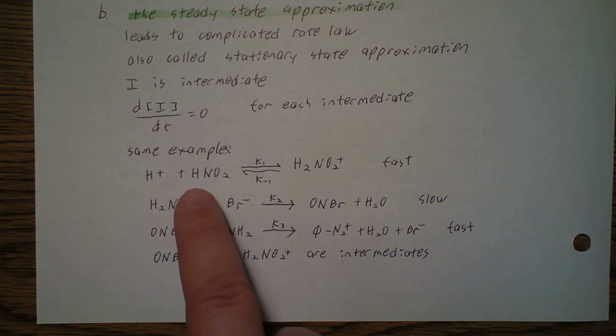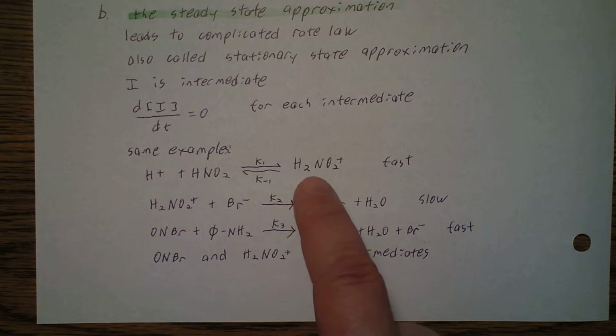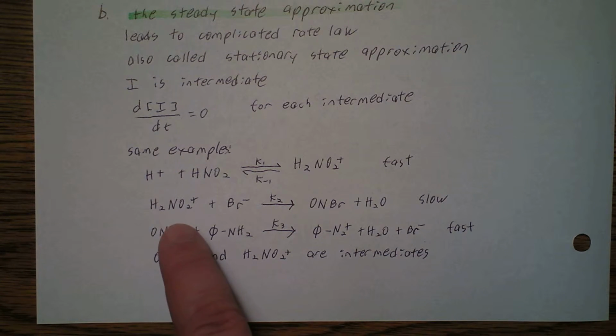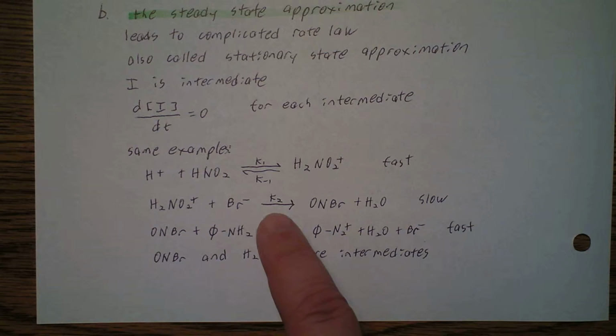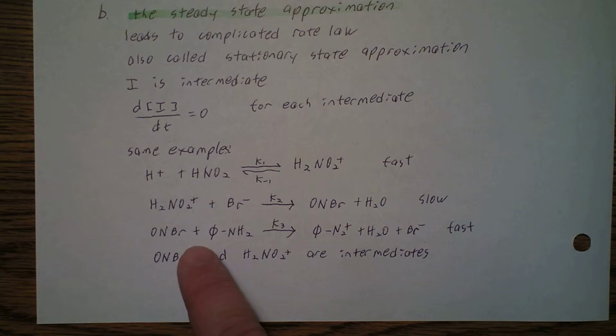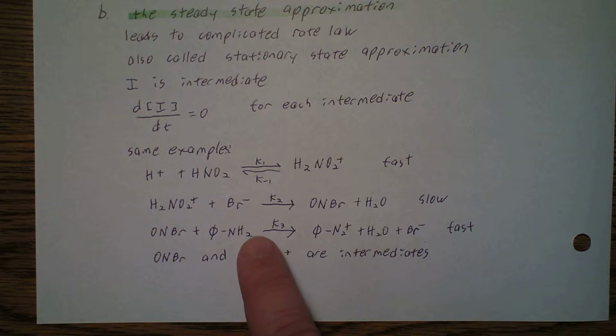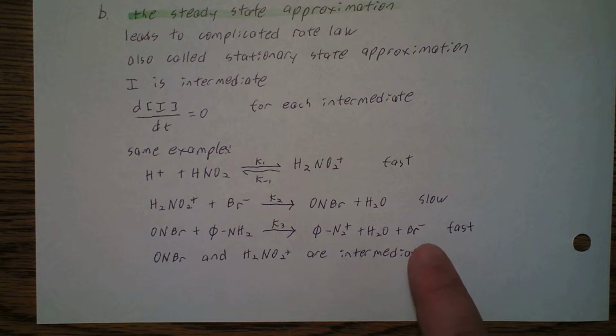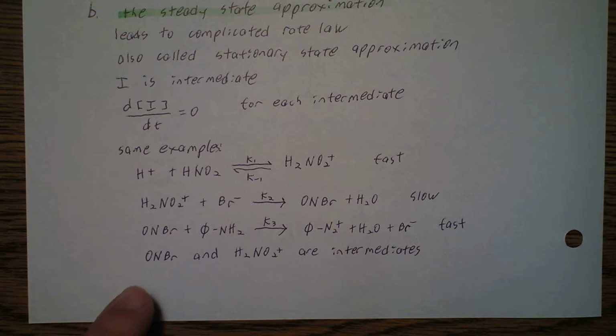So here's some examples of what we want to do. We have H plus plus HNO2 in equilibrium with the H2NO2 plus. Again, that was fast. And then we're going to have the H2NO2 plus the bromide going to the ONBr plus H2O. That was our slow step. And then we have the ONBr plus the phenyl NH2, aniline, going to K3 phenyl N2 plus H2O plus the bromide, another fast step. So in this example mechanism, the ONBr and the H2NO2 plus are intermediates.